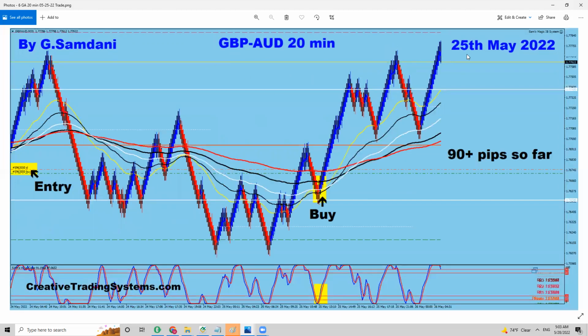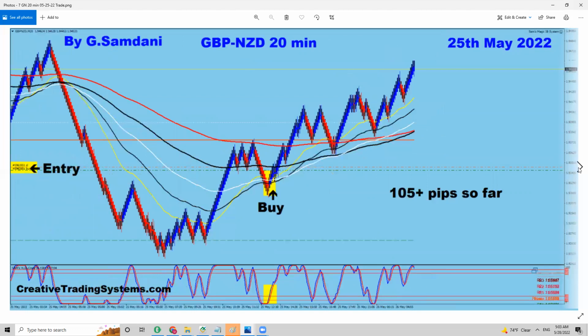Pound Aussie on the 25th, 90 pip here after dropping, and then starting to go up. Went up, buy orders here. Pound Kiwi, this is because pound is getting strong. You get the idea, right? I have all the trades of the same currency alongside. So Pound Kiwi went up as well, exactly the same way, and I got the entry, 105 pip on the 25th.